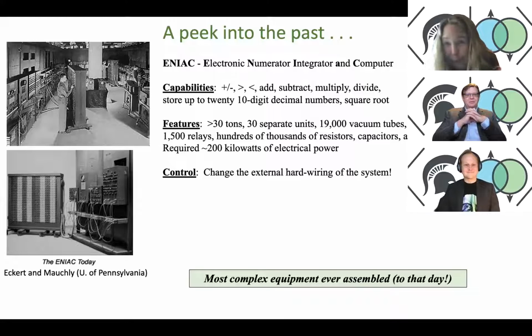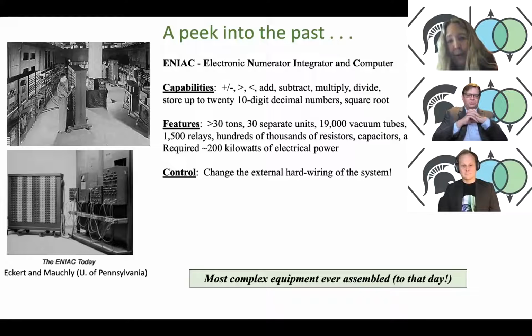But what was most remarkable, I think, is the fact that this was a 30-ton machine. It had 30 separate units, 19,000 vacuum tubes, 1,500 relays. It was a very huge machine to do what we think of these days as being quite simplistic calculations. And the control was so complicated, we couldn't just go to a keyboard. We actually had to change the external hardwiring of the system.